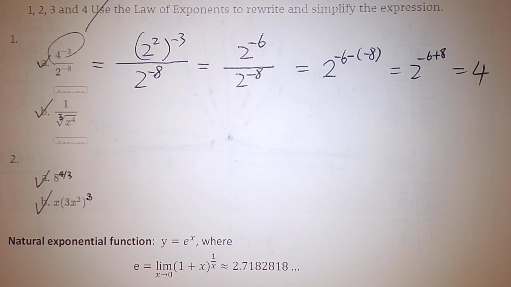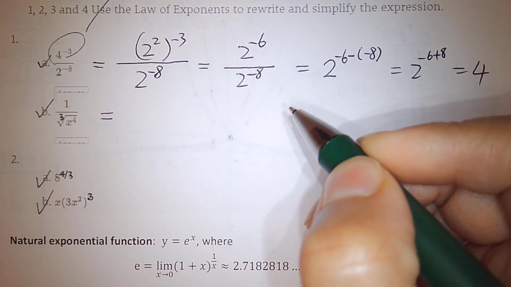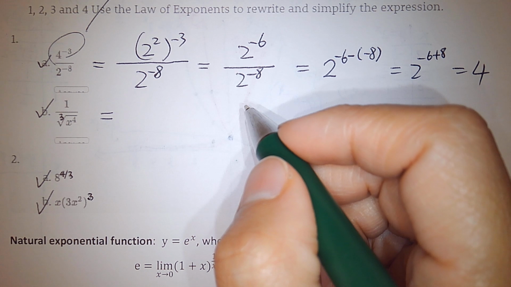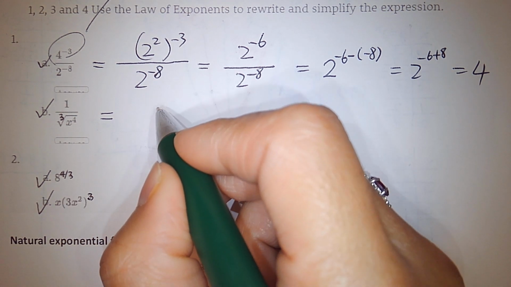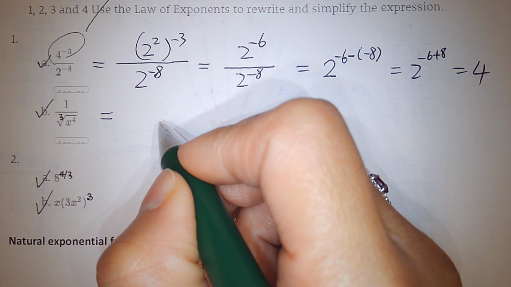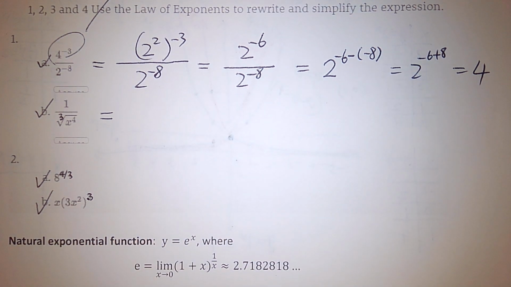Question B, we have a fraction, we have a radical expression. So how can we rewrite it? Dakota, you have a suggestion? That could be written as x to the negative 4 over 3. That's a final answer. But can you do it step by step?